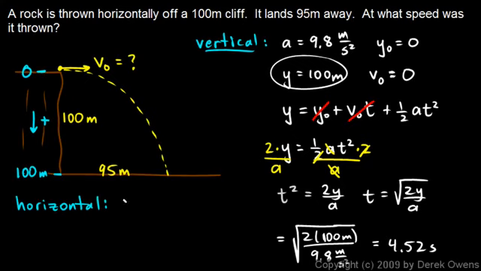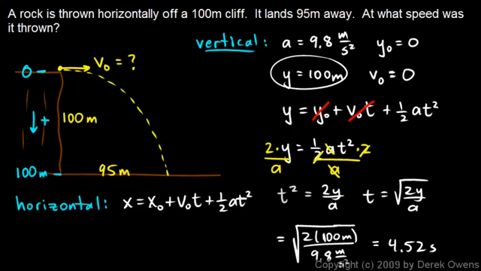Horizontally, I can use this equation, x equals x0 plus v0t plus 1/2 at squared. Now this equation is the same equation I was using over here. I just typically write an x there when I'm dealing with the horizontal and a y when I'm dealing with the vertical, but conceptually they're the same.